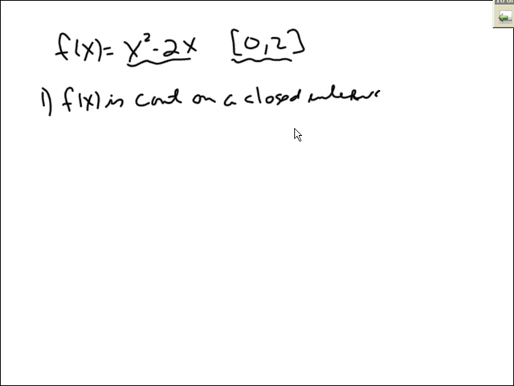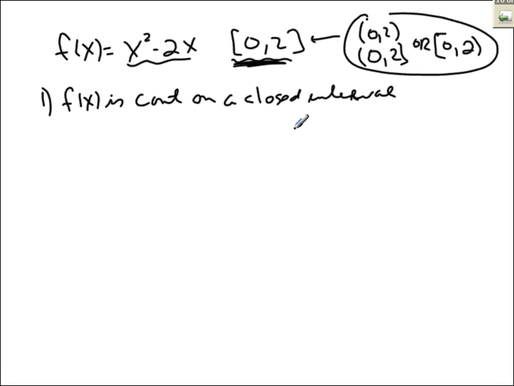If the interval was open, say 0, 2, or one endpoint was open, or maybe 0 is included but not 2, it's not closed. All those three intervals are not closed. But our interval is closed. If you had one of these, you can say immediately it doesn't apply to Rolle's theorem.